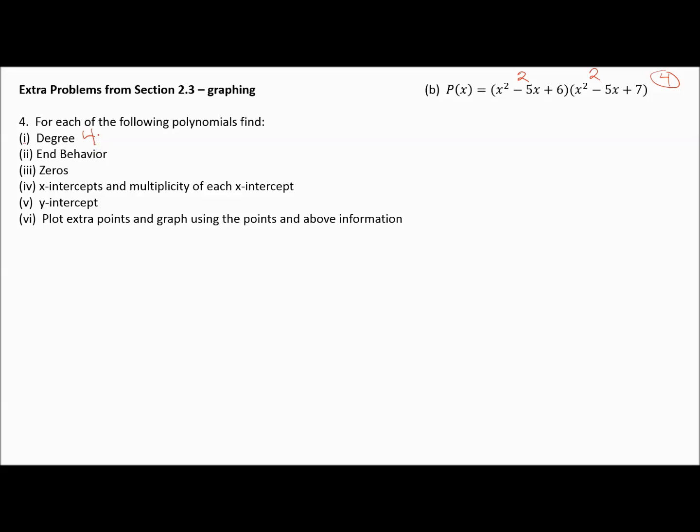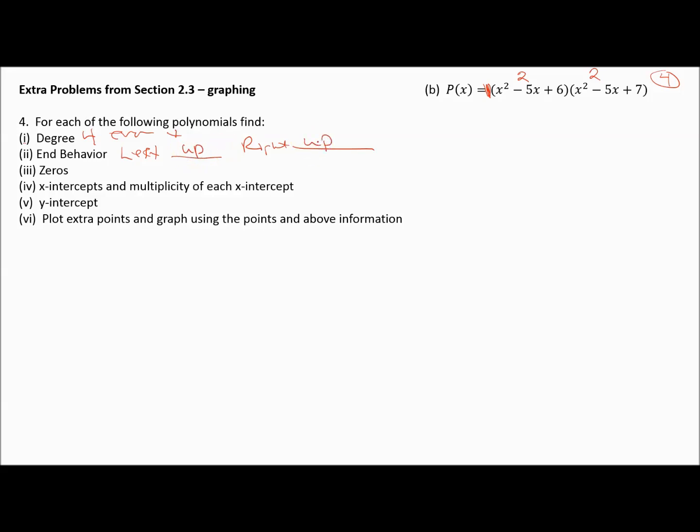What does that mean? A lot. It means we're going to have 4 zeros. They might not all be x-intercepts, but we're going to have 4 zeros. It has an impact on the end behavior. Let's talk about end behavior. The left, what's it doing? The right, what's it doing? Well, since it's a degree 4, we're talking about an even value. The leading coefficient's a positive 1 right here, so positive. Even and positive mean the left is pointing up and the right is also pointing upward.